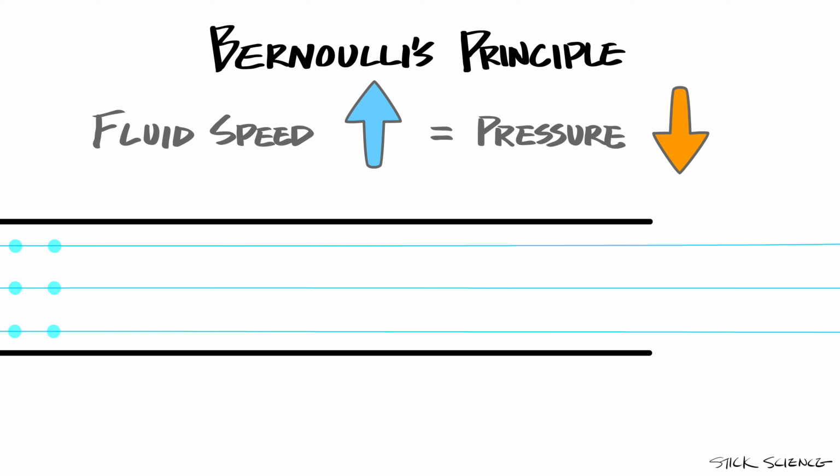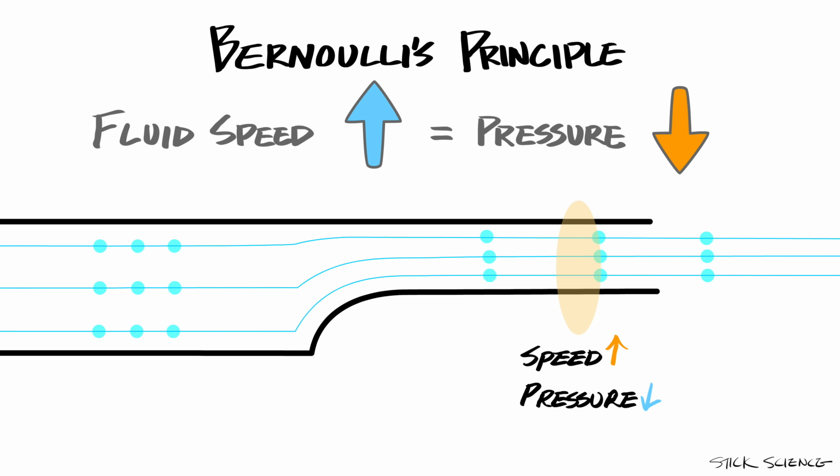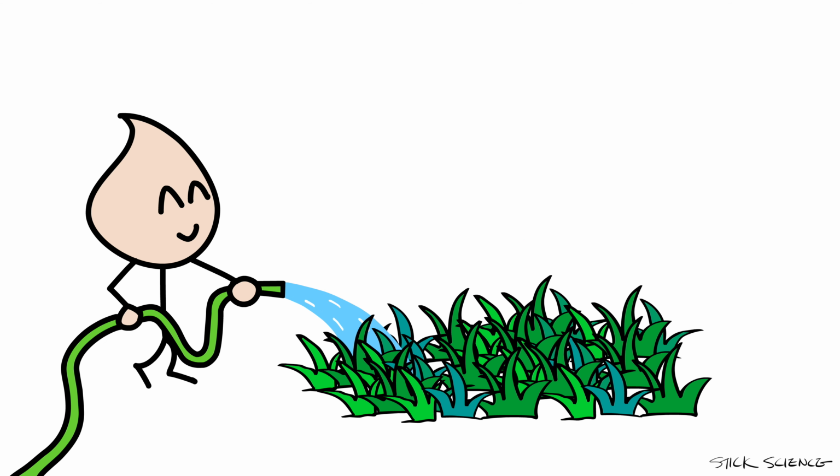For example, when you constrict a flow, pressure will build behind the constriction and the fluid will move faster where it's constricted. This is just another way of saying that a fluid will speed up if there's more pressure behind it than in front of it. Think of when you pinch a garden hose to send it further.